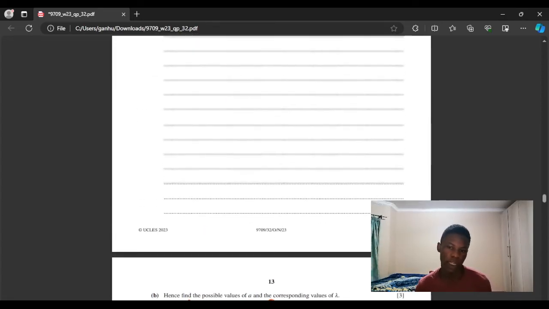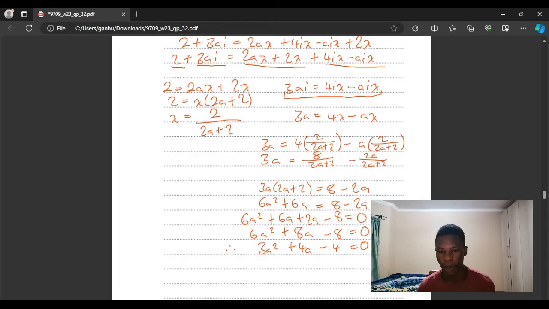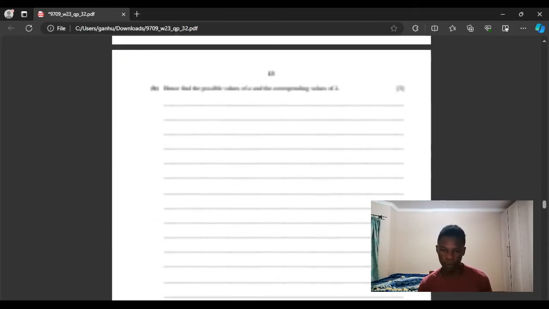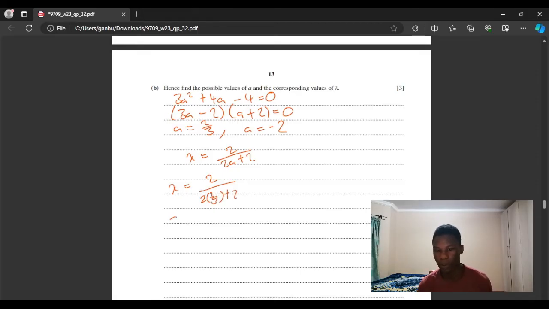Now we had an equation in terms of a and lambda that we can use to evaluate lambda, in part A. This is our equation. Lambda is equal to 2 over 2a plus 2. Let's use that to get lambda. So when a is 2/3, lambda is equal to 2 over 2 times 2 over 3 plus 2. Punch that into your calculator, that's 2 over (2 times 2 over 3 plus 2), 3/5. So lambda is equal to 3 over 5.